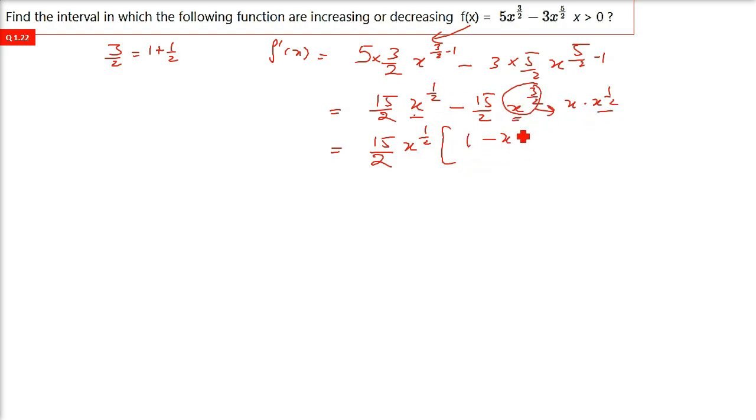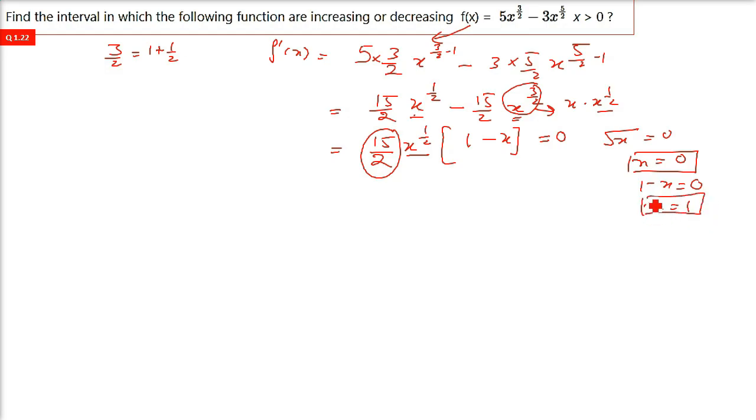Now this f'(x) will give you the critical points or the intervals where the function may be increasing or decreasing. So you just have to put it as 0 and find out where it is going to be 0. That is the point where it is changing its direction to increasing or decreasing. You know that x raised to half, that is under root x, equals 0, that is x equals 0. 1 minus x equals 0 gives x equals 1. So x equals 0 and x equals 1, these are two critical points. So we'll go ahead with 0 and 1.